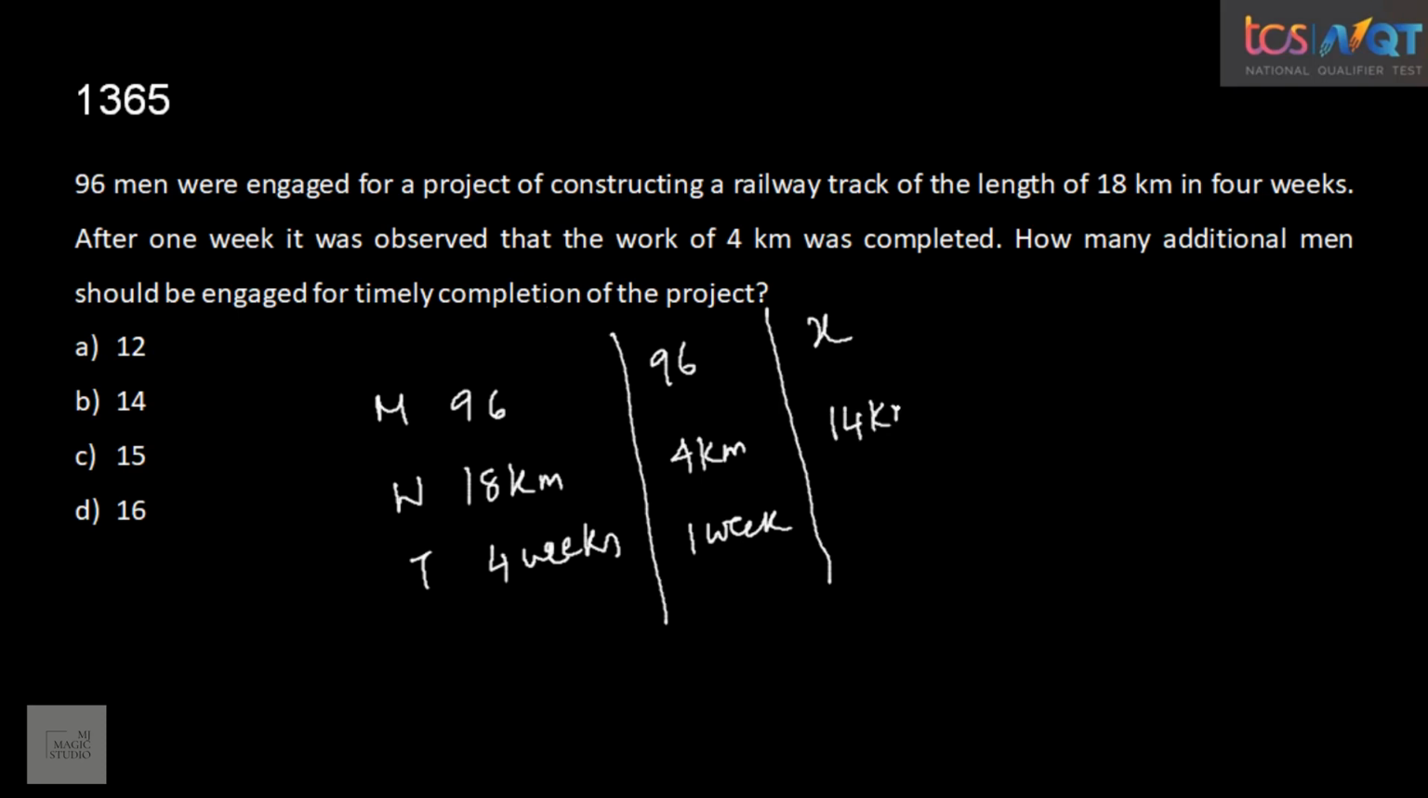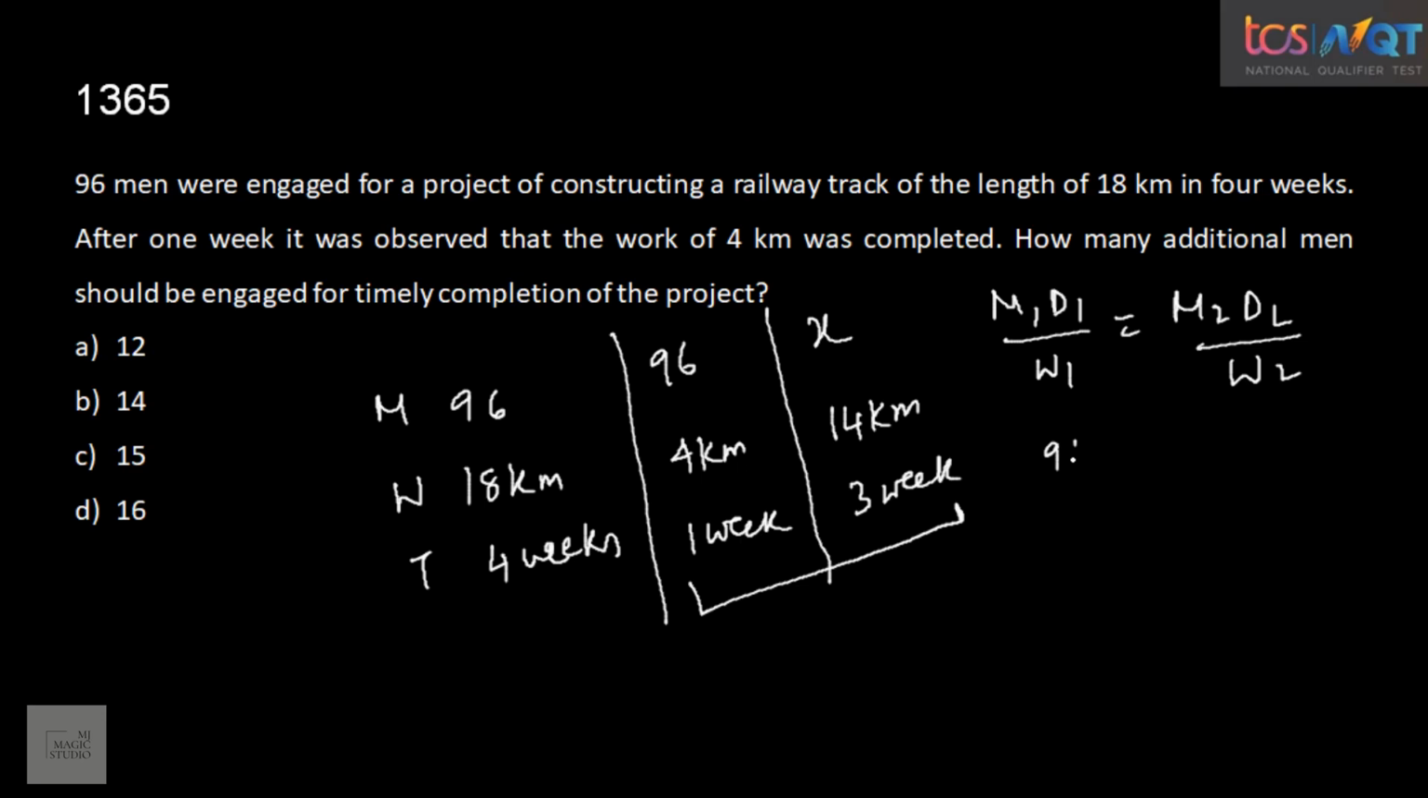So we need 14 more kilometers of work to be done and time remaining is 3 weeks. Now with these two having the same efficiency of the people, we can use our MDH masala formula. M1 D1 by W1 equals M2 D2 by W2. 96 into 1 week by 4 equals X into 3 weeks by 14. X equals 8 into 14, that is 112.